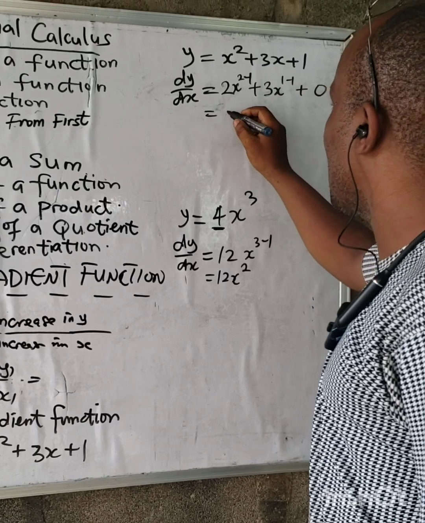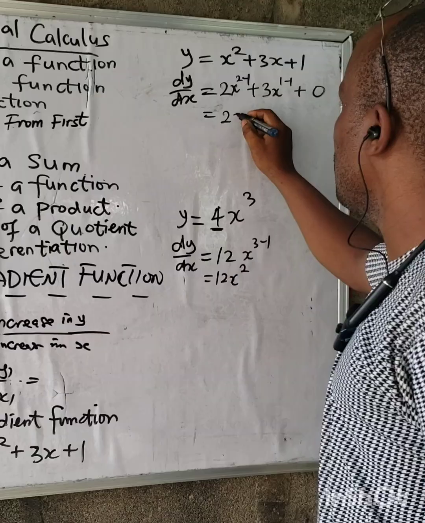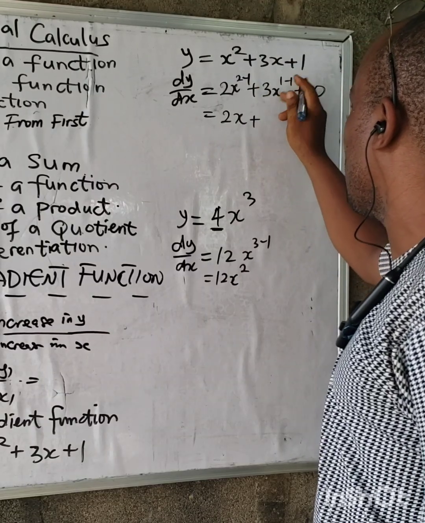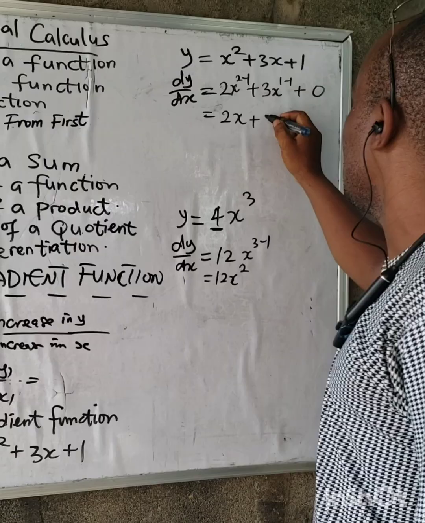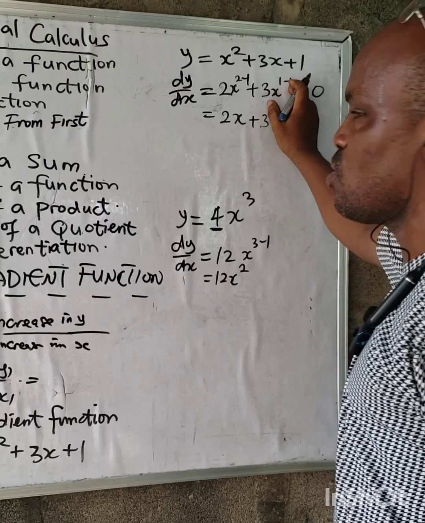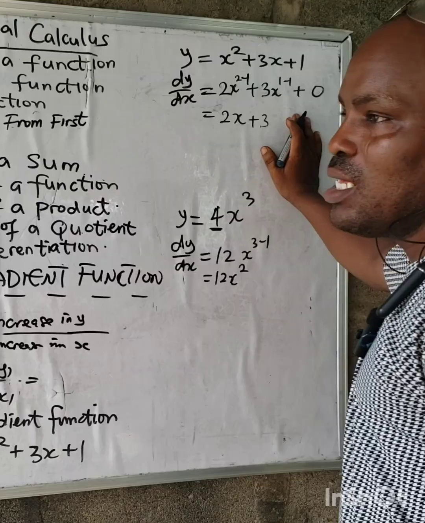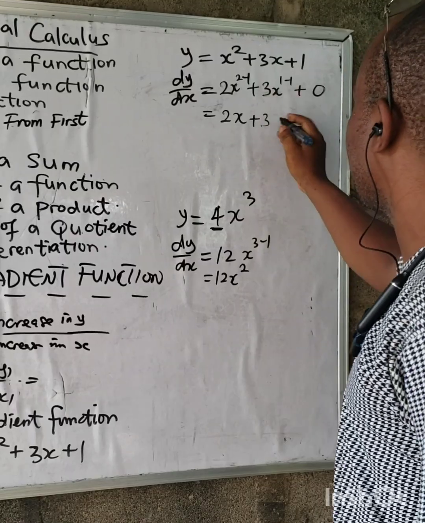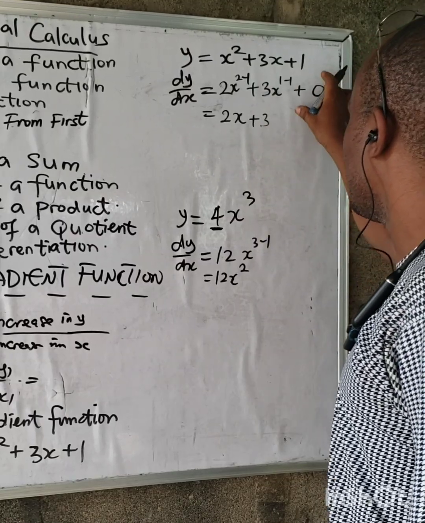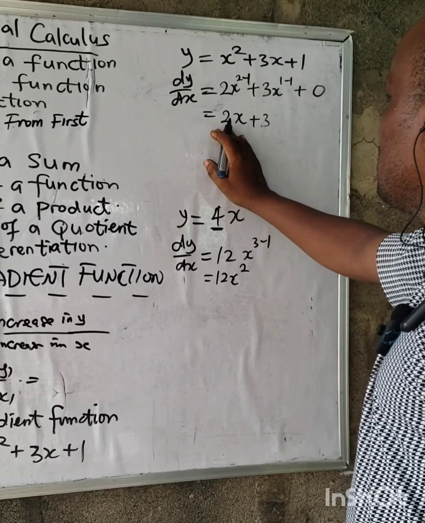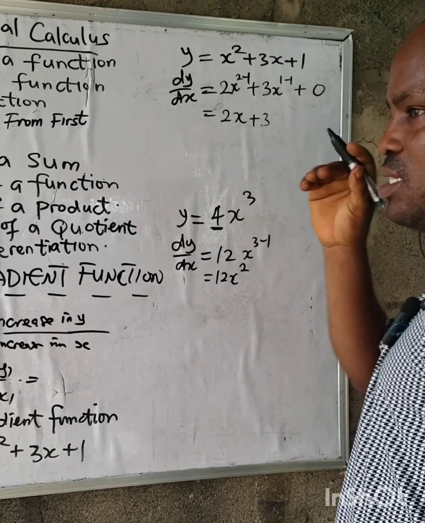Therefore, we are having 2s, plus 3. This is 1 minus 1, which is 0. Anything raised to power 0 is 1. That's 1 times 3, 3. Now, this is 0. Now, look at what we are having. The dy/ds is 2s plus 3.